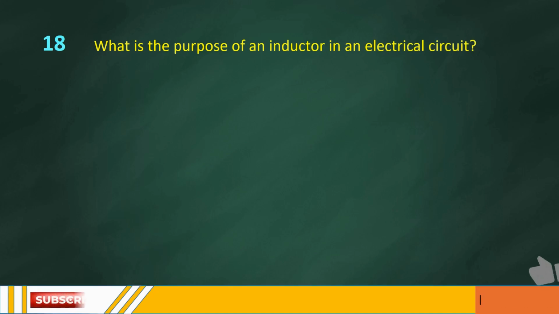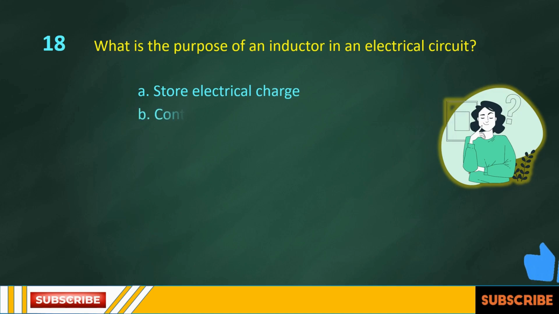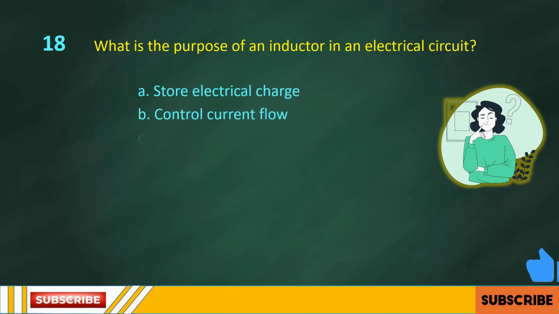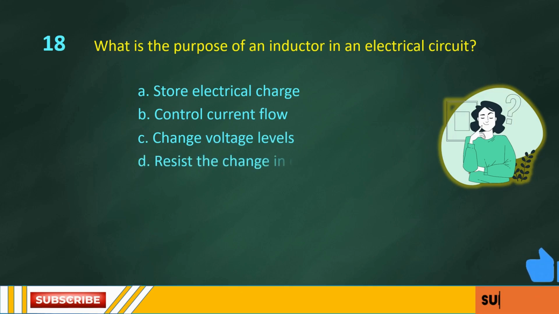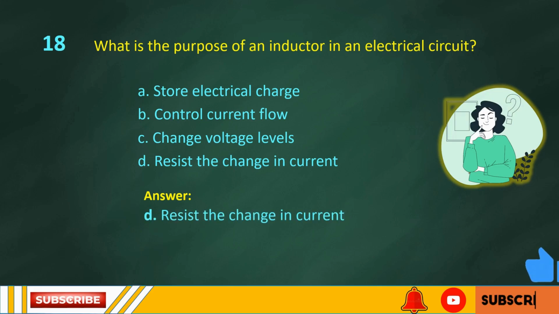What is the purpose of an inductor in an electrical circuit? A. Store electrical charge. B. Control current flow. C. Change voltage levels. D. Resist the change in current. Answer is D. Resist the change in current.